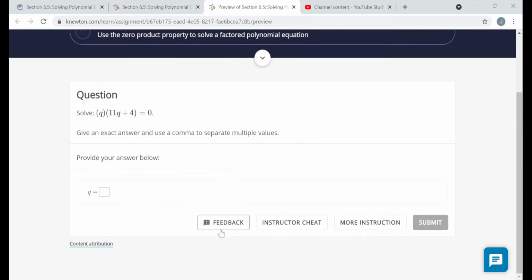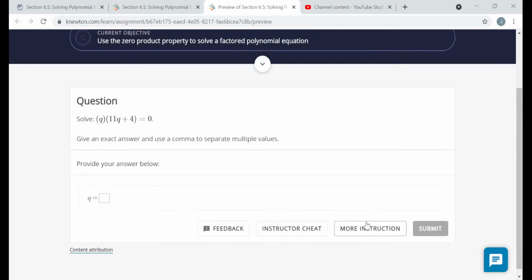Question below, and every question will have a feedback button. You will not have the instructor cheat button, but you will have the more instruction button, which is useful for when you're struggling with a question or an objective. Click on more instruction and you'll see further reading material or videos that may help you with that particular topic.